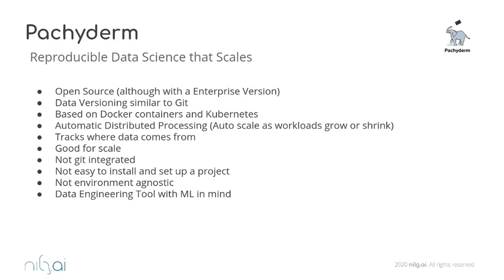It's open source, although it has an enterprise version that you have to pay for. It's a data versioning tool that is similar to Git, and it's all based on Docker containers and Kubernetes, and that's why they are able to scale the training of the models. It's extremely well suited for big data platforms and for creating models in production. It's not that great, in my opinion, for development of those models and doing small experiments. It does automatic scaling of the workloads using the Kubernetes system.